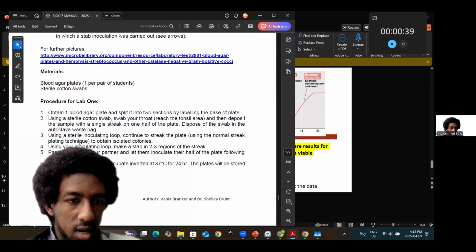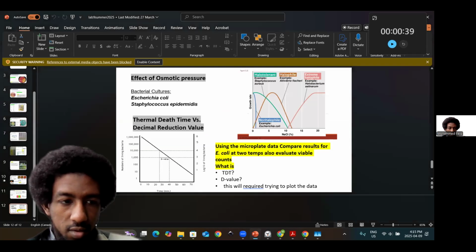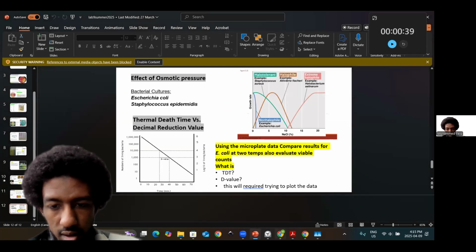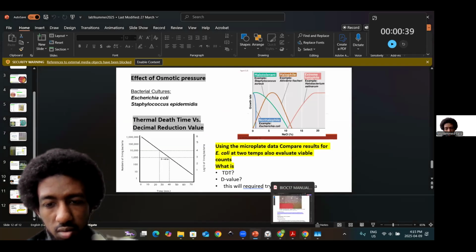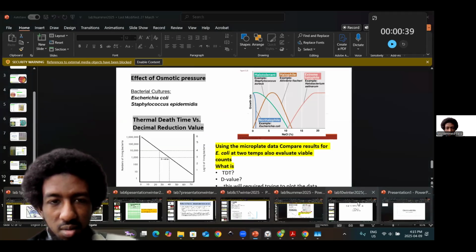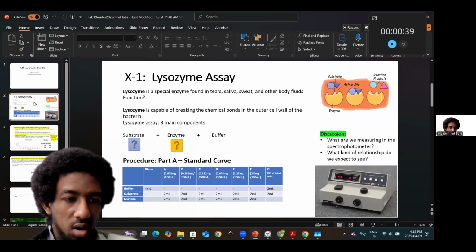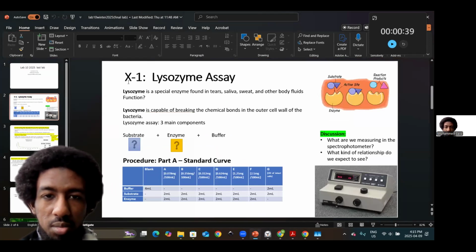So that's pretty much it, in fact. And I'm going to go straight, forgive me for the delay, folks. Let's go straight now to our last set of exercises with the lysozyme assay.